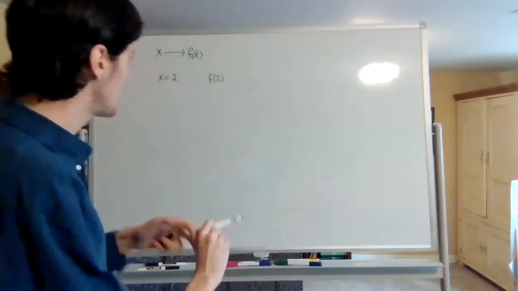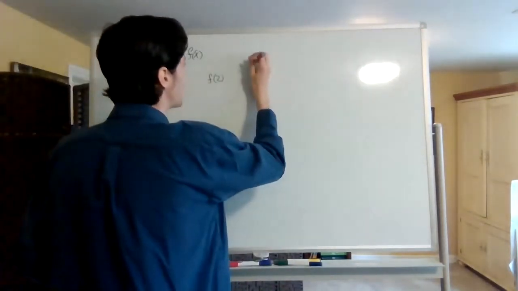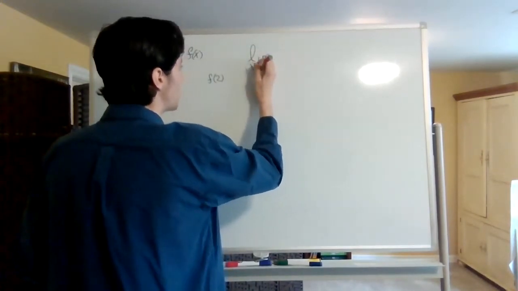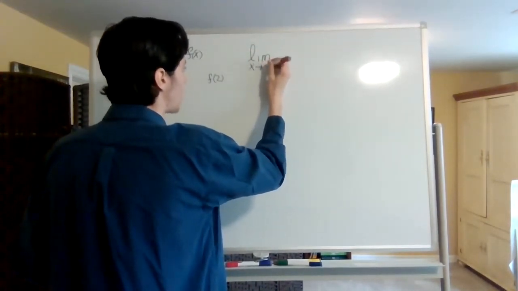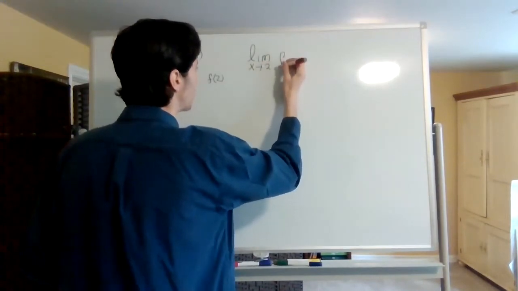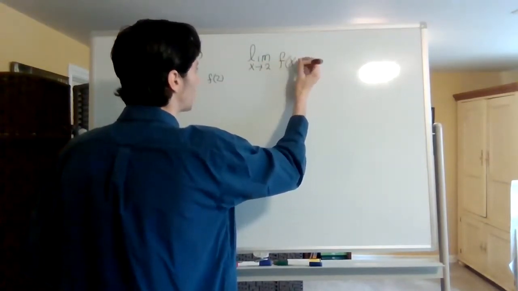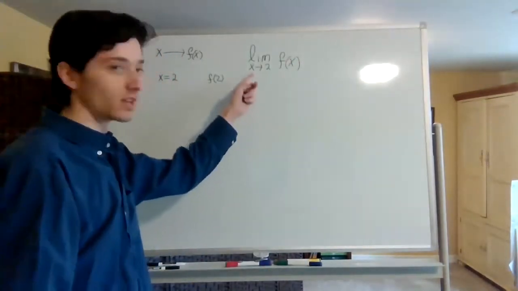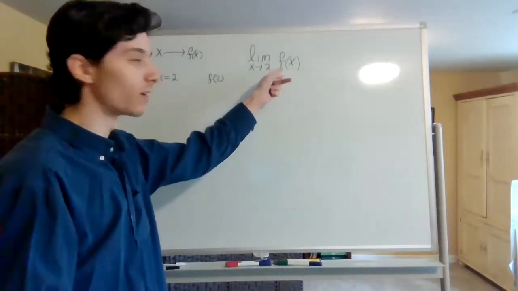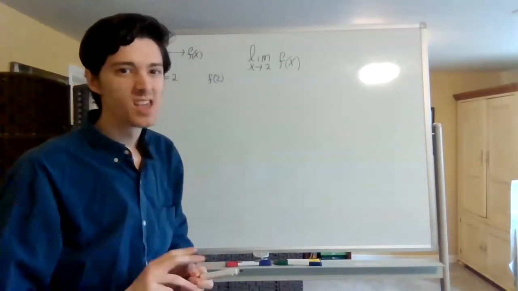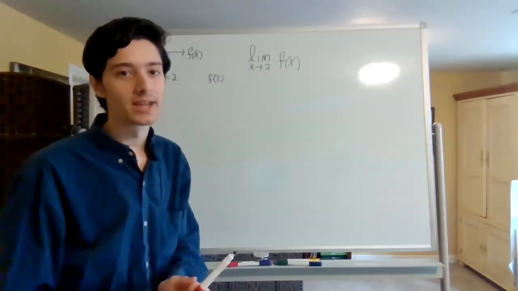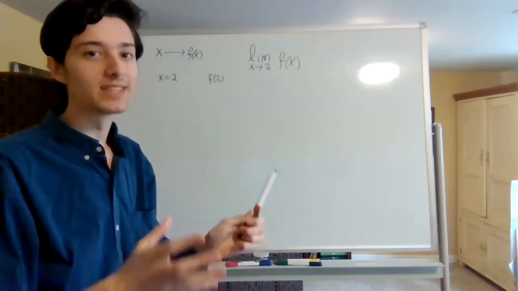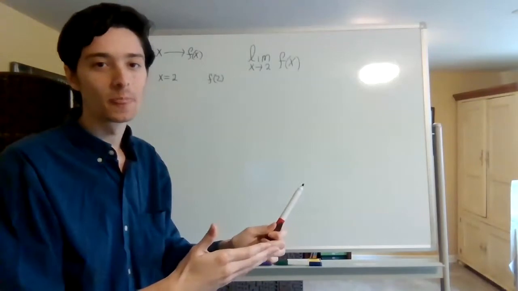So let's say we have the limit as x approaches 2 of f of x. So x approaches 2 of our function f of x. And what does that mean, right? It's communicating a different idea. Sometimes it will be the same thing as f of 2.